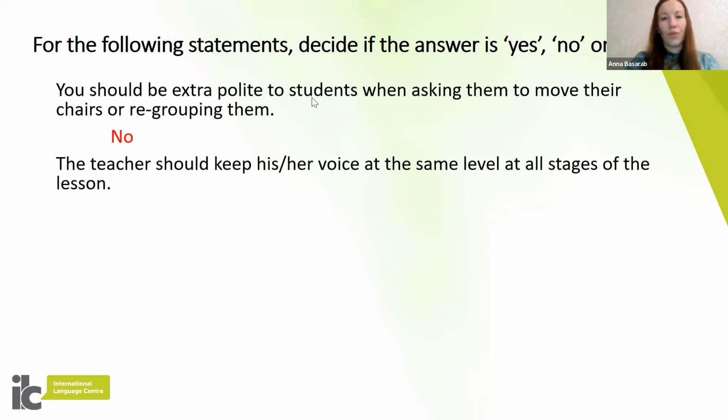same level of your voice during the lesson. Okay, so actually, no. If you keep speaking like this all lesson, at some point your students will fall asleep. Monotonous speech kind of soothes your students and they will start falling asleep.